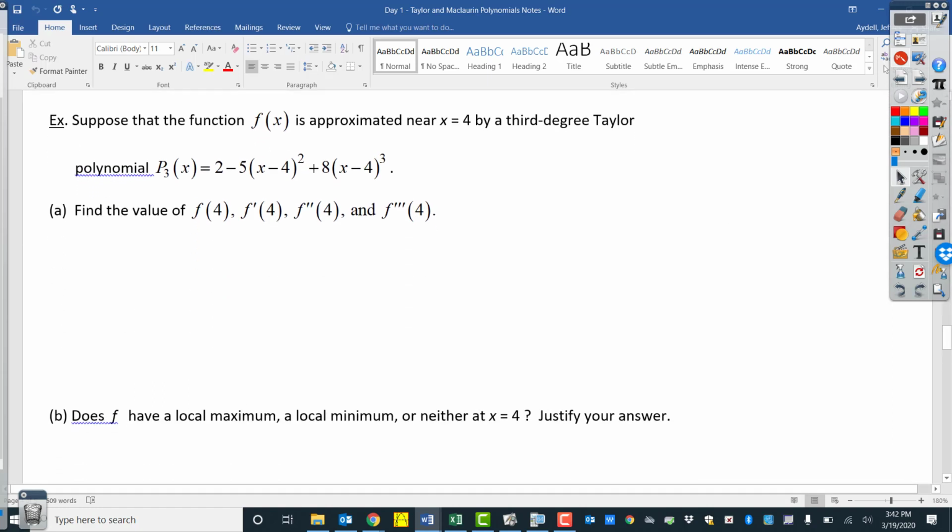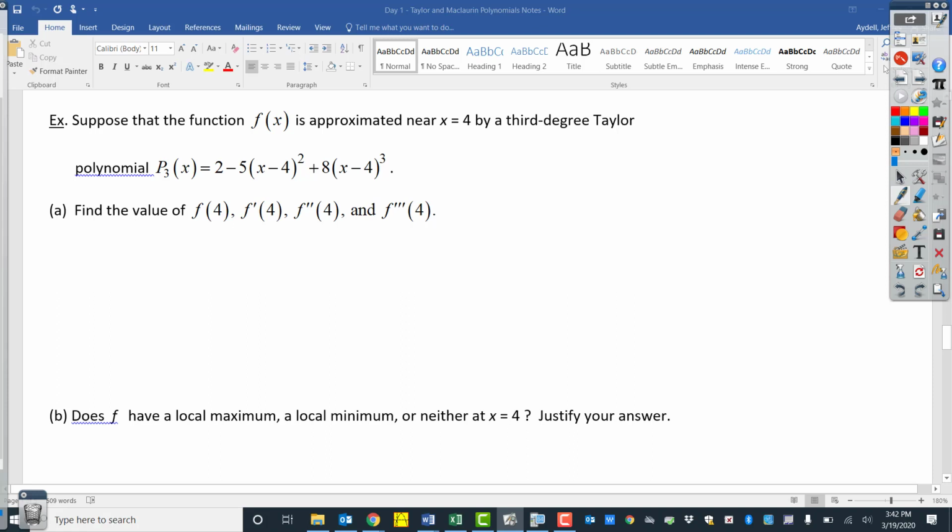All right, so let's look at this next one. Suppose that a function f of x is approximated near x equals 4 by a third degree Taylor polynomial, P sub 3 of x equals 2 minus 5 times x minus 4 squared plus 8 times x minus 4 cubed. Find the value of f of 4, f prime of 4, f double prime of 4, and f triple prime of 4. I'll give you all a second to try and figure this out on your own first. Go ahead and pause your video and think about it.